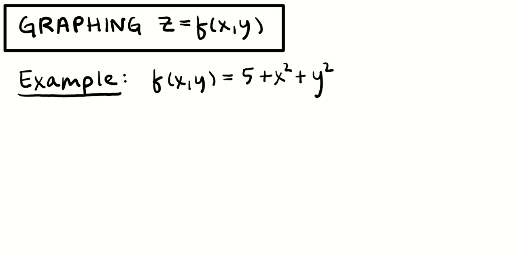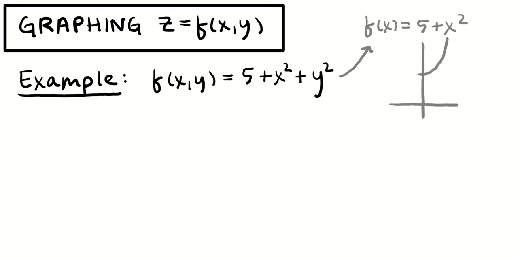Another one I want to graph for you, because it's pretty easy to draw, is f of x and y equals 5 plus x squared plus y squared. And in some ways, this is very similar to the graph of f of x equals 5 plus x squared, and we are very familiar with how to draw something like that. We start at 5, and then we draw the graph of y equals x squared shifted up by 5. So in some sense, our surface is going to look like that.